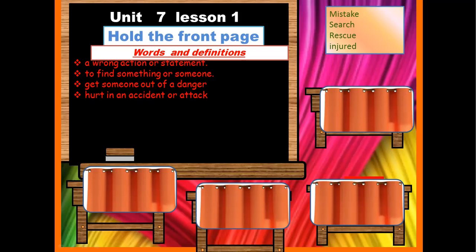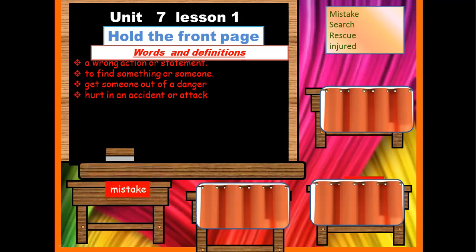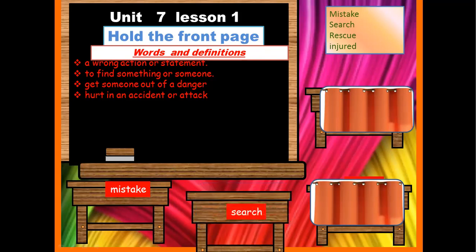After listening to these definitions, we are going to discover them and find the words under the curtains here. A wrong action or statement. It's mistake. A mistake means a wrong action. Okay, something which is done not in a better way, but in a worse way, of course. To find something or someone, what does it mean? As we find something in Google, for example, to search, it's a very famous word.